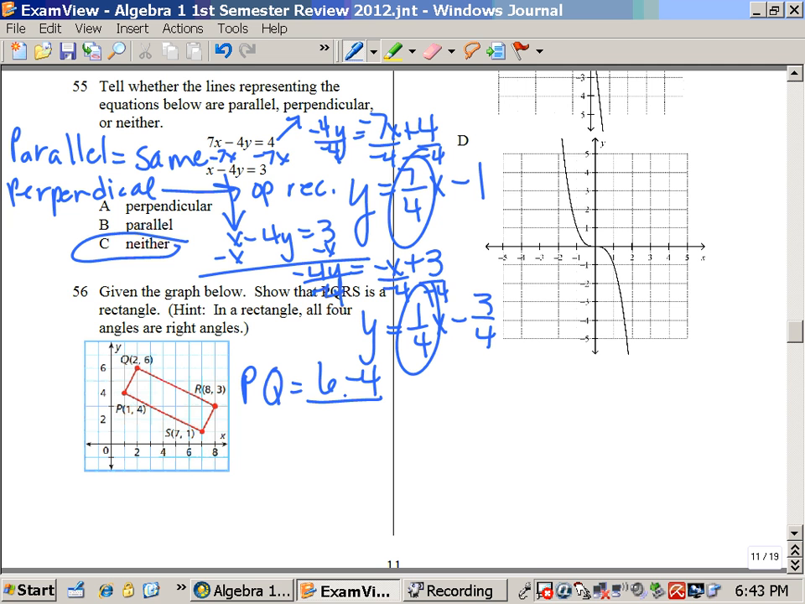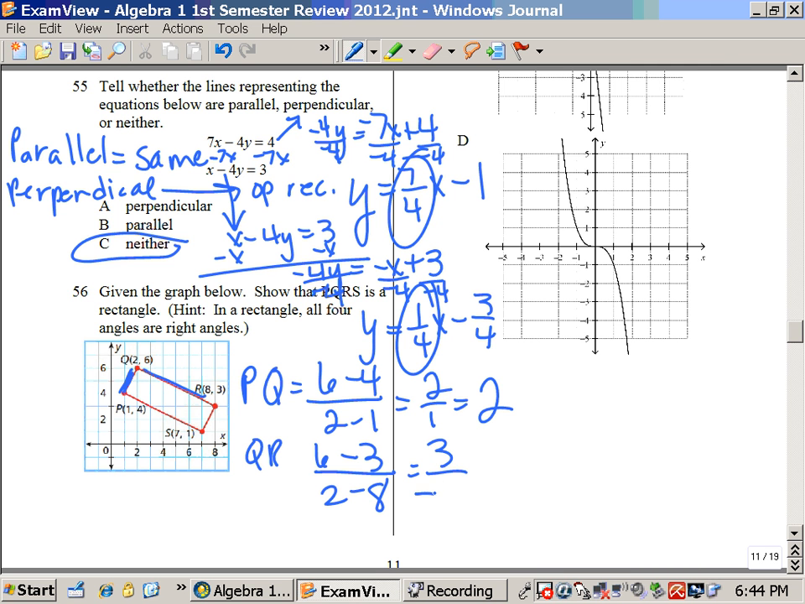6 minus 4 is on top. 2 minus 1 is on bottom. That slope is 2 over 1, or 2. Now I'm going to show that that is perpendicular to QR. So on QR, I have 6 minus 3 over 2 minus 8. 6 minus 3 is 3. 2 minus 8 is -6, and that slope is -1/2. So I just proved that PQ and QR are perpendicular. Now, if we have one perpendicular angle, that's going to make all 4 of them perpendicular. So we just proved that it is a right angle.